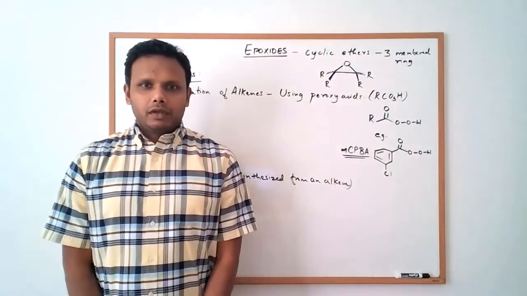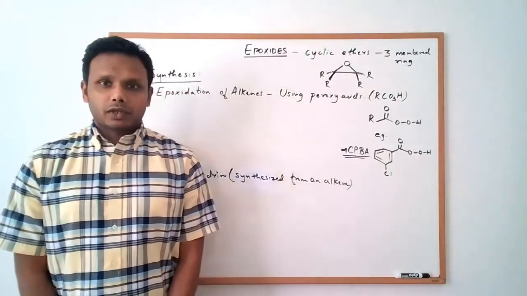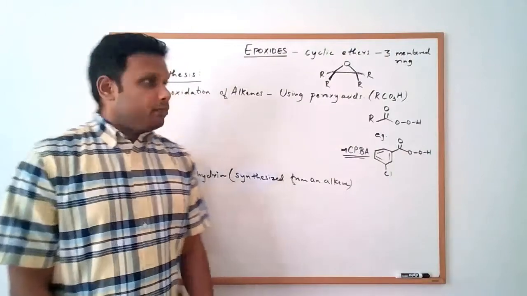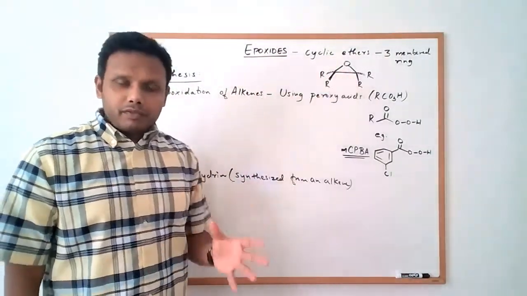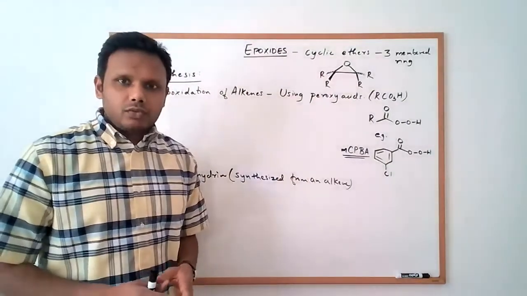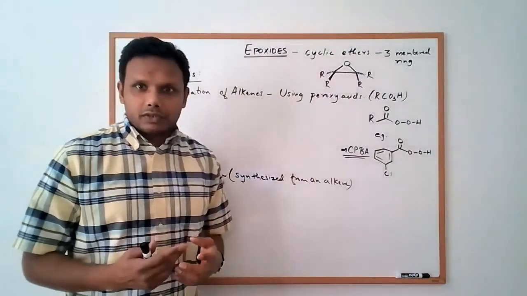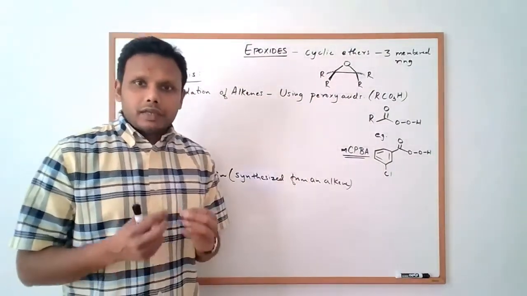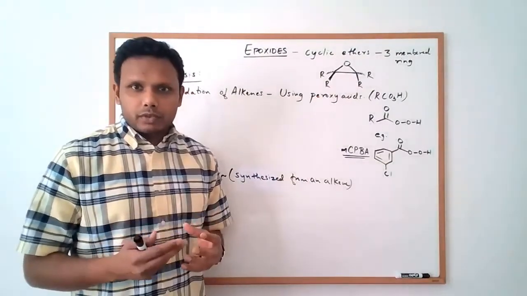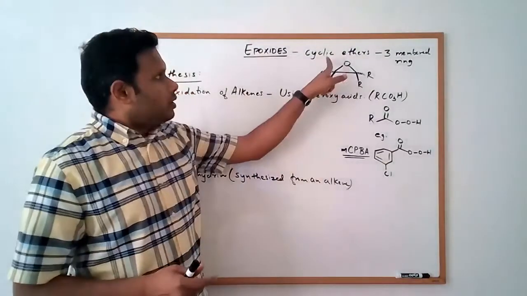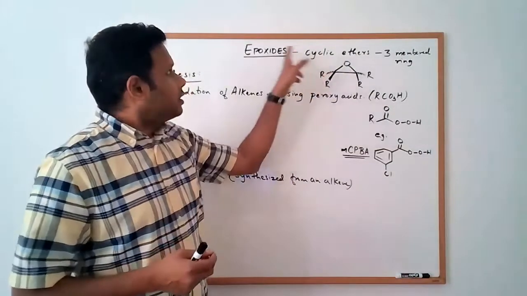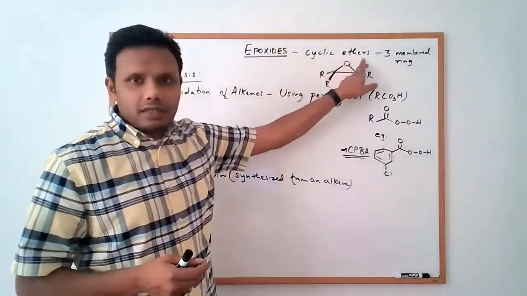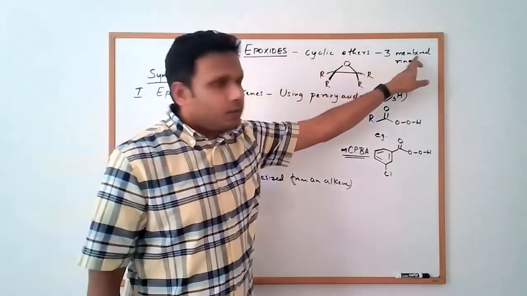Hello everyone. In this video, we're going to start talking about epoxides. Epoxides are cyclic ethers. We've previously talked about ethers, which contain an oxygen as a functional group, an oxygen that's sandwiched between two carbon-containing groups. Now, what's important about epoxides is that these are cyclic ethers in a three-membered ring.